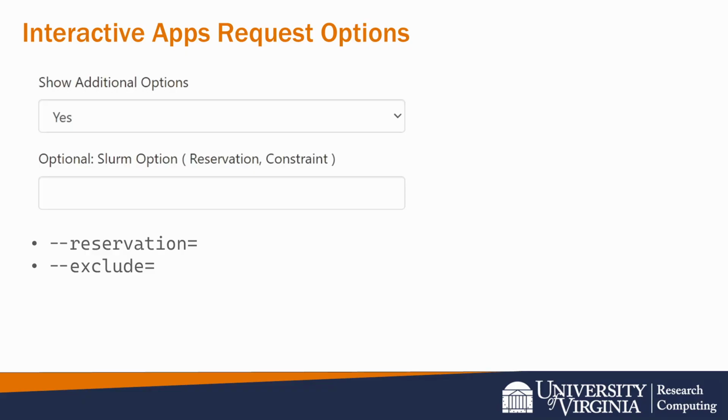Under Show Additional Options, if you select Yes, there is a field where you can add any other Slurm options. There are many different Slurm options you can use. I recommend looking at Slurm's documentation or the Slurm page on our website. For example, if you have a reservation for a class, you can use --reservation= followed by whatever your professor gives you. If you want to exclude certain nodes from your job search, you can use the exclude option and specify the nodes you don't want your job to run on. These are just a couple of examples.